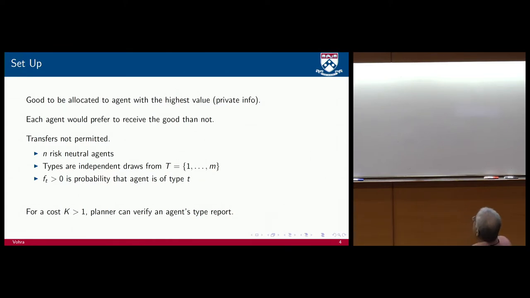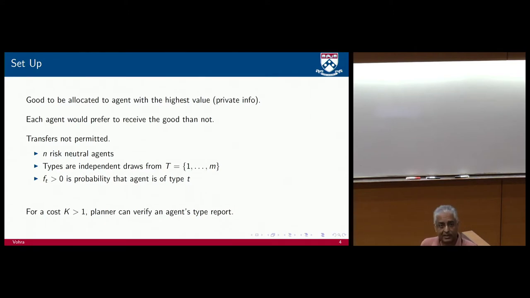And so I have a mechanism design problem in which I'd like to maximize the expected value of the allocation subject to incentive compatibility. So, sorry, I got the objective function wrong. Maximize the expected value of the allocation less the cost of inspection subject to incentive compatibility. Okay? N risk neutral agents. Types are independent draws, and I'm assuming types are discrete, 1 up to M. And F subscript T is the probability that an agent is of type T. Okay? And here is my cost of inspection. It's bigger than 1. And if I incur this cost of inspection, I can correctly verify an agent's type report. Okay? That's the setup.